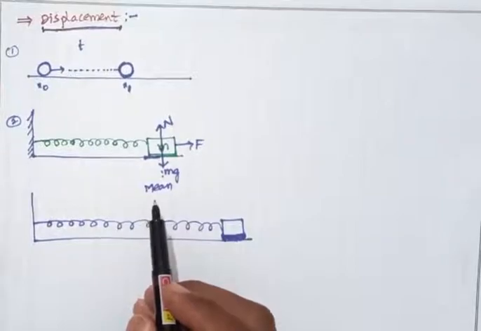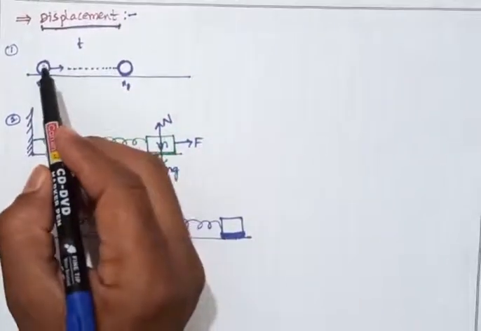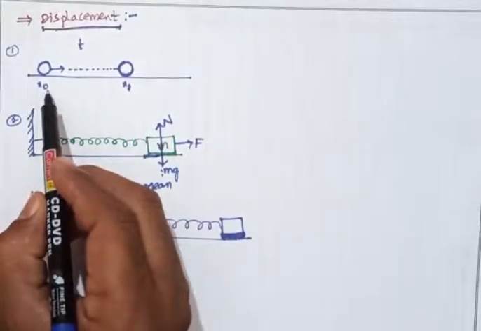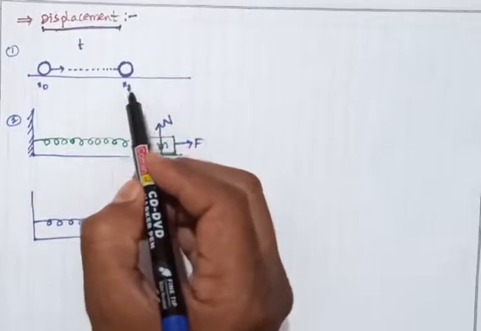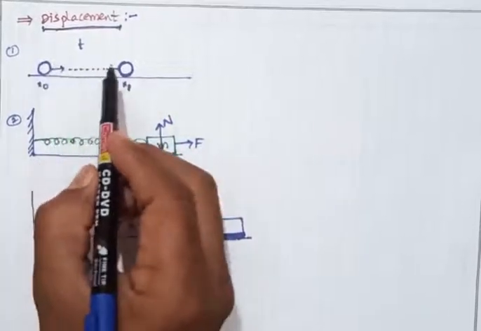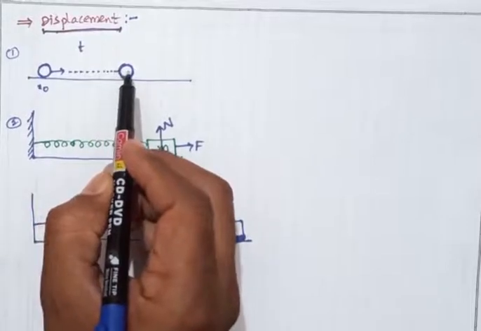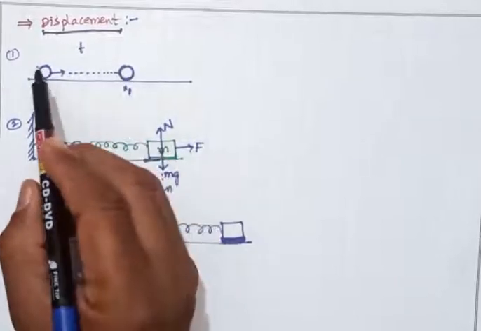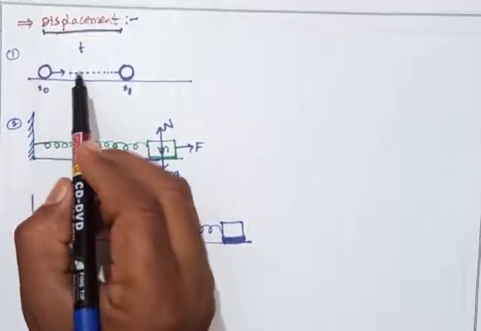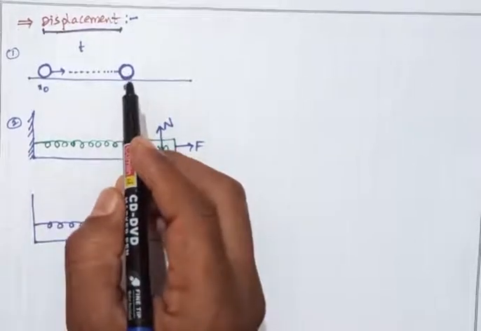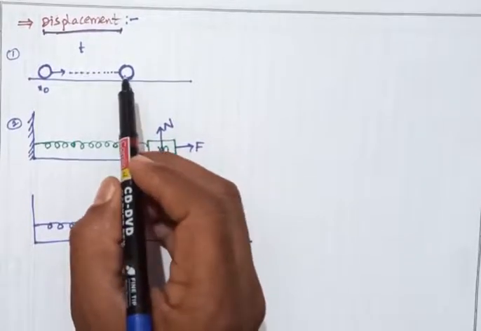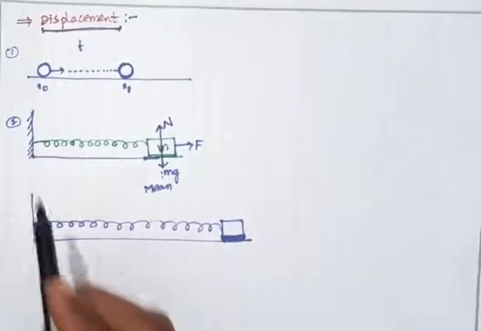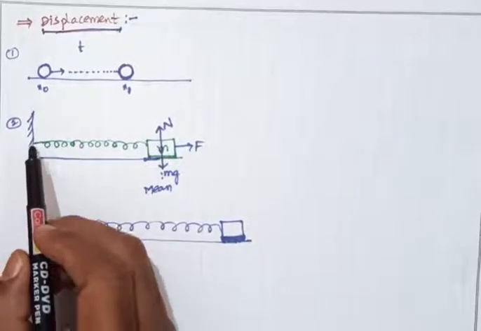So what is the displacement? For rectilinear motion, a steel ball moves in rectilinear motion. So x0 is the starting position. After a certain time it moves to the x1 position. So the distance from the starting position, as a function of time, is called the displacement.